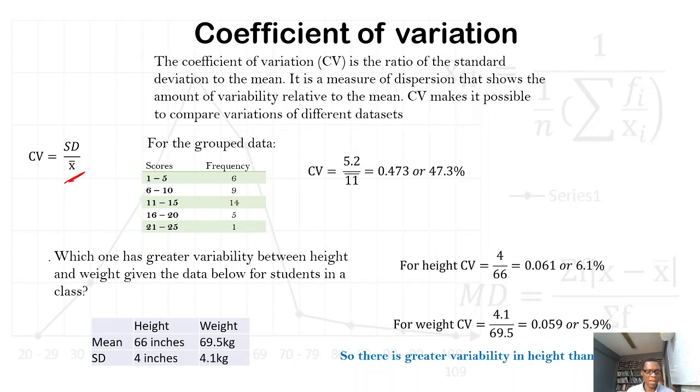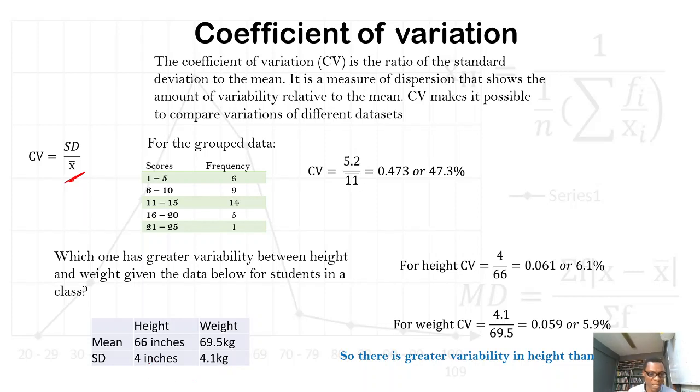So if you have a question that says you should compare two data sets and determine which one has greater variability, like what we have below. Okay, so this one says which one has greater variability between height and weight given the data below for students in a class. Okay, so in that class, the mean height is 66 inches while the standard deviation is 4 inches. And then the mean weight is 69.5 kg while the standard deviation is 4.1 kg.